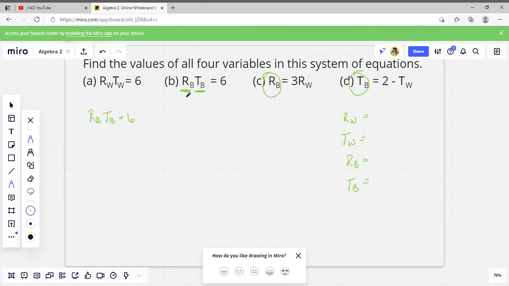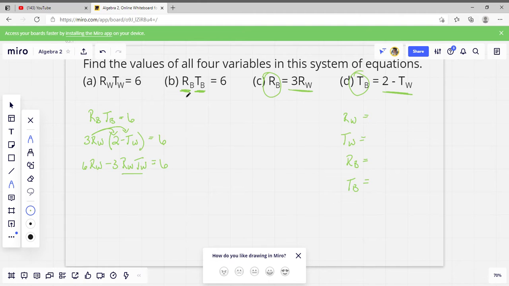Now we're just going to sub in this value right here for RB. So that would be 3RW times TB, we'll sub in this value, 2 minus TW equals 6. Now I've got to rainbow this, so 3 times 2 is 6RW. And then right here, 3 times, that would be negative 3, 3 times 1, basically. And then we've got RWTW equals 6. Now, the problem is we still haven't isolated it down to one variable.